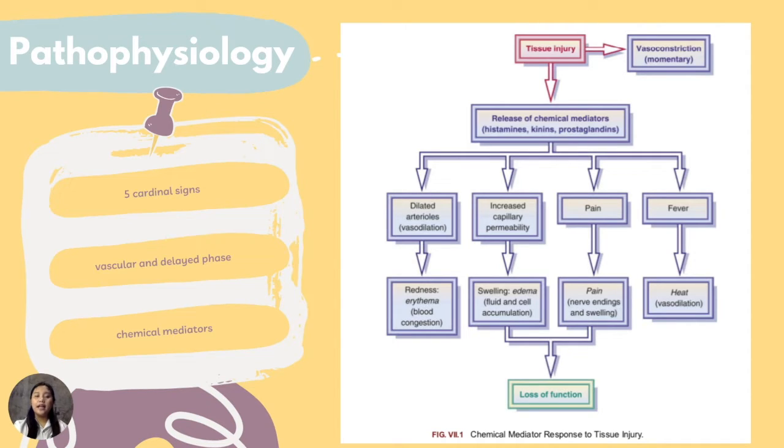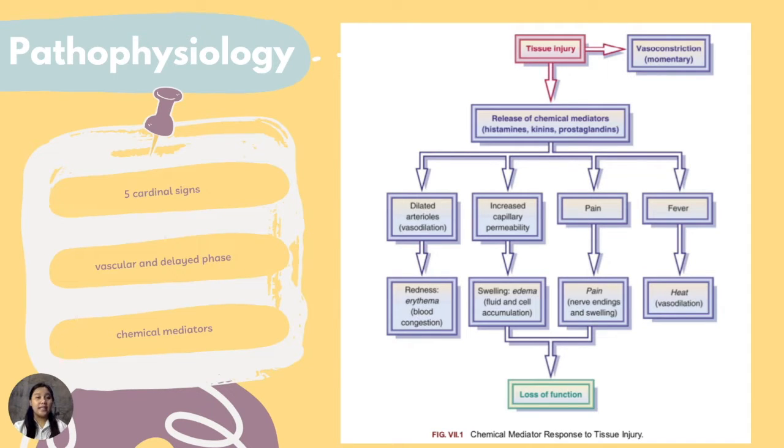When a client has an injury, there is a reaction called inflammation. The inflammation on the injured site will cause a release of chemical mediators that will trigger both the vascular response and migration of fluid and cells, specifically our leukocytes or the white blood cells, towards the injured site. Upon injury, there will be momentary vasoconstriction, and then the release of these mediators.